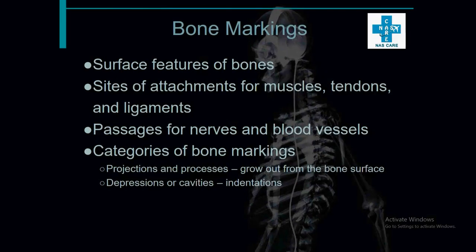And bone markings. These are surface features of bones, sites of attachment for tendons, ligaments, and muscles. Also from these markings, passage for nerves and blood vessels. The categories of bone markings are projections and processes, and depressions or cavities. Projections and processes grow out from the bone surface; depressions or cavities are indentations.